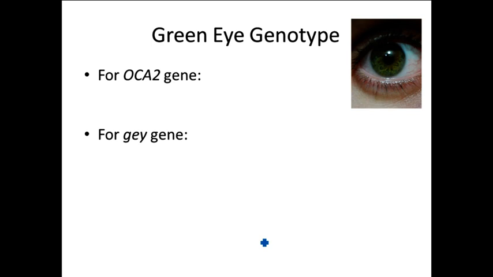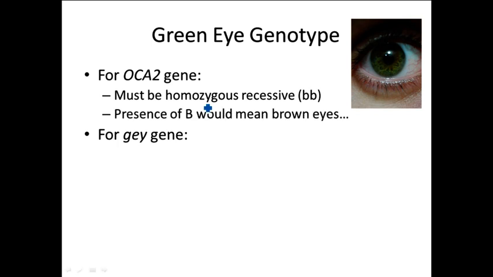All right, let's look at the same thing for the green eye phenotype and genotype. For the OCA2 gene, in order to have green eyes, you must be homozygous recessive, so you must be little b. That's because the presence of a big B would mean brown eyes, right? So you have to have two copies of the little b.